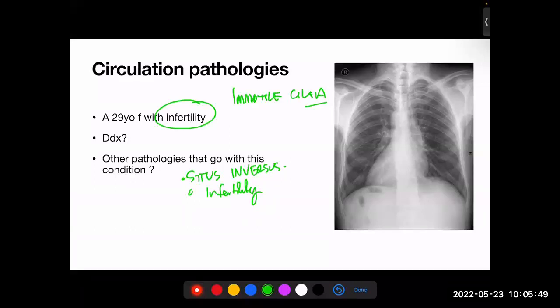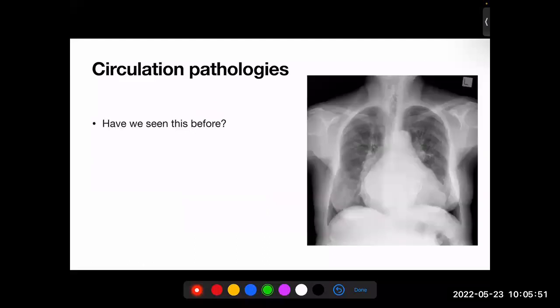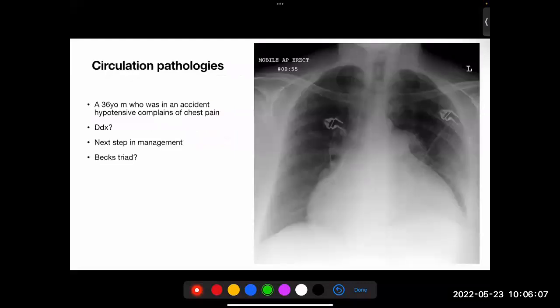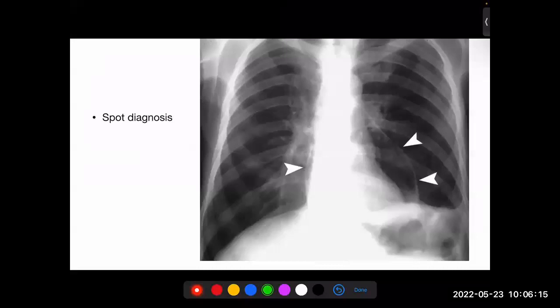Okay, have we seen this before? Yes. What is our diagnosis? Mitral stenosis. Okay, good. I'm jumping this one. We are coming back to this. Spot diagnosis.